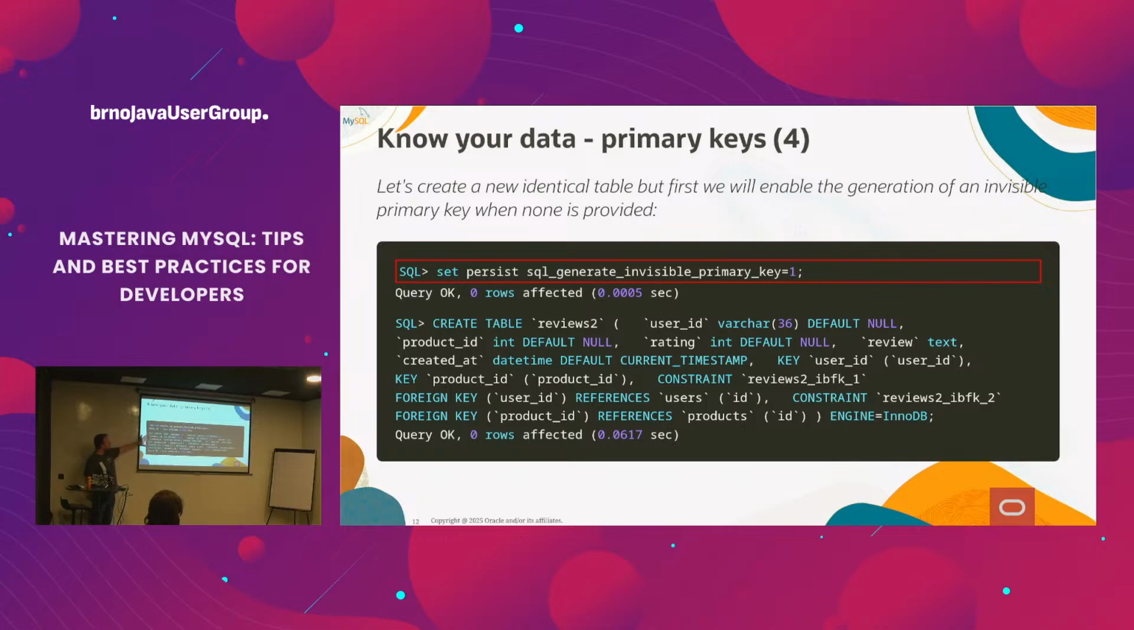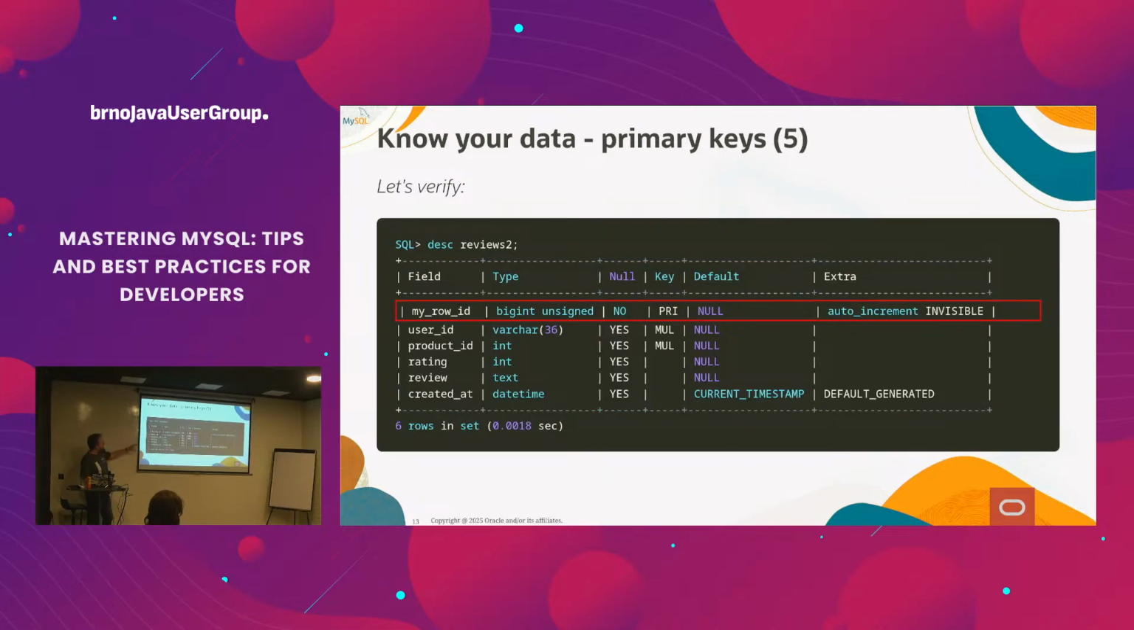We create this, and now if I check review with a description of review, we can see that MySQL has created this row ID, always the same name. When it uses a generated invisible primary key, it will always call it my_row_id. It's a bigint unsigned, so you have plenty of space to add rows.